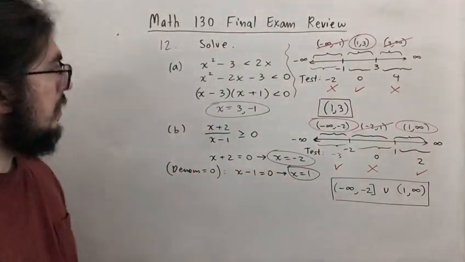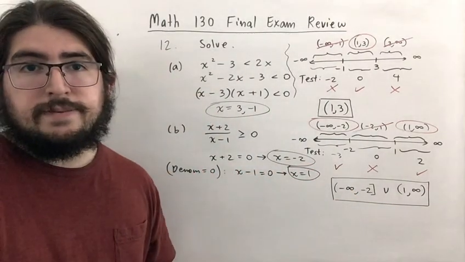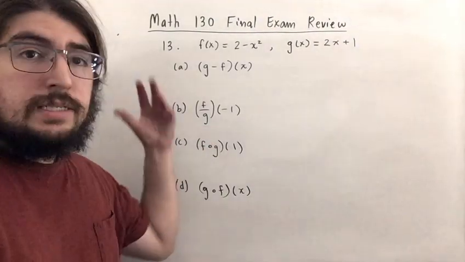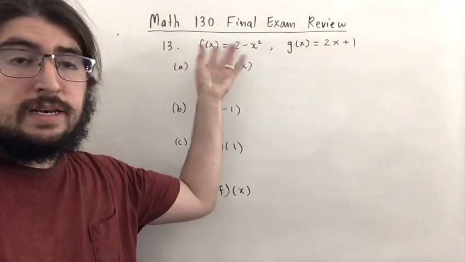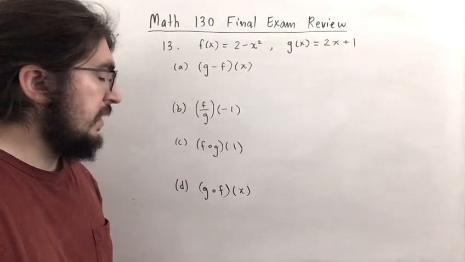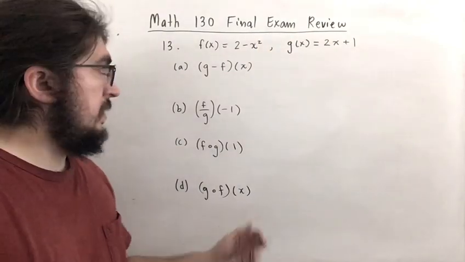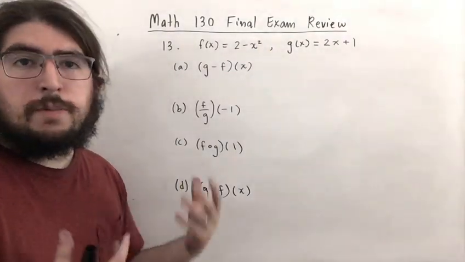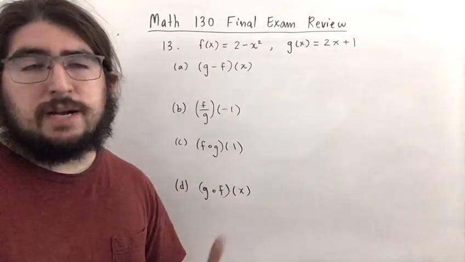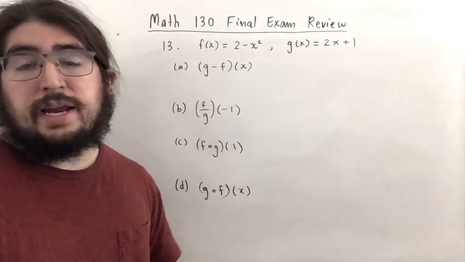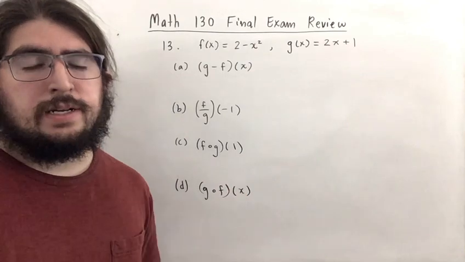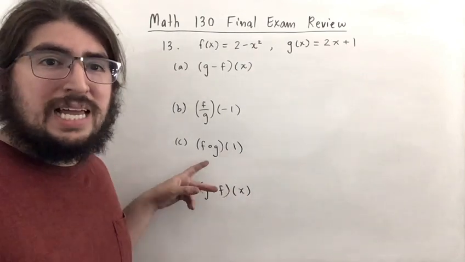Great. So now moving on to number 13. Right, so for 13 here, we're asked to find these 4 things given this function f of x and this function g of x. So these are known as combining functions. So you can combine functions using operations. For example, you can add functions, subtract functions, multiply, divide, and even take a function of another function. That's known as composition. That's what these last two are.